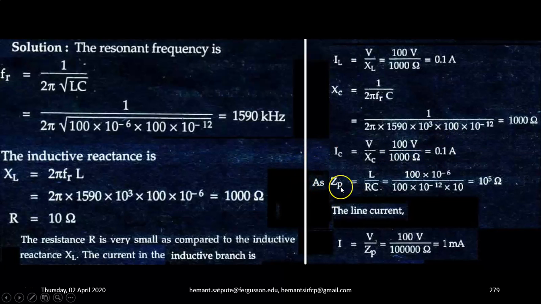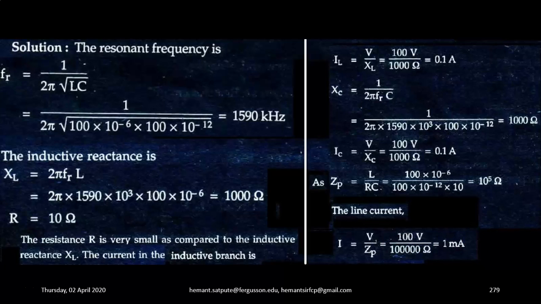Now the total impedance of the parallel circuit, Zp is equal to L upon R into C. So substitute all values and we will be getting it is 10 to the power 5 ohms. So impedance is maximum. Now the line current I will be given as total voltage divided by the impedance. So 100 upon 10 to the power 5, that comes out to be 1 milliampere.